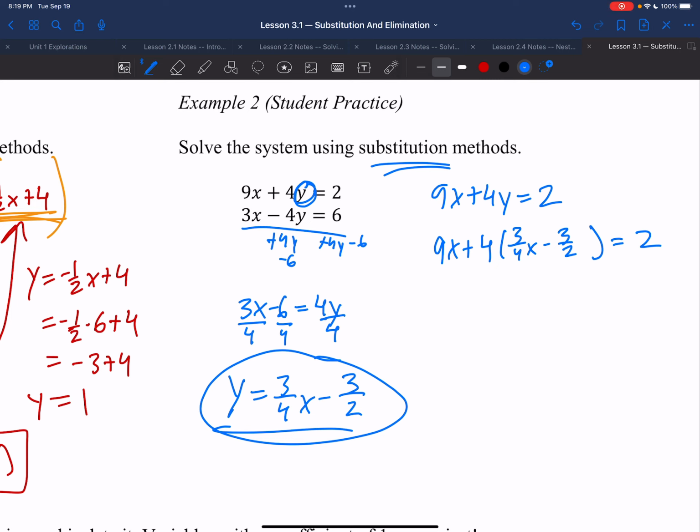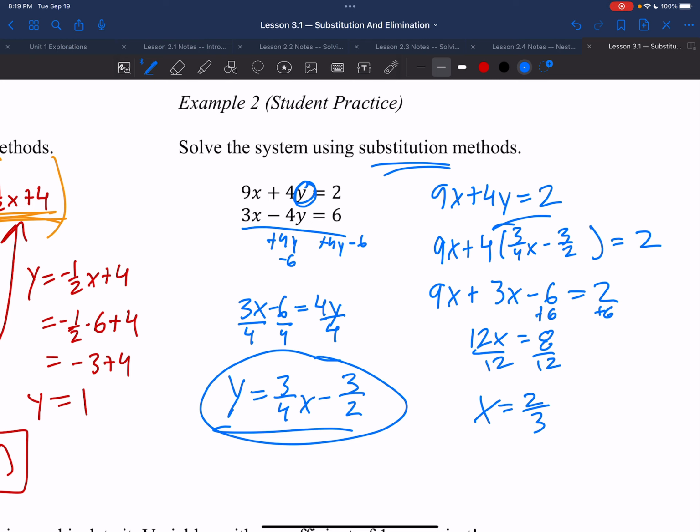Now I'll distribute the 4. 9x plus 4 times 3/4, that's just 3x. And then 4 times negative 3/2 should be negative 6. And this is set equal to 2. So 9x plus 3x is 12x. I'll add 6 to both sides, and this gets me 8. From here, I will divide by 12, giving me 8/12, which simplifies to 2/3.